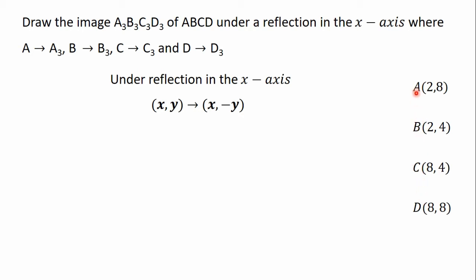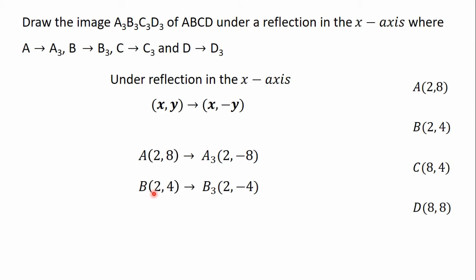So we are going to reflect A in the x-axis to get A3. We reflect B in the x-axis to get B3. We reflect C in the x-axis to get C3. And then we reflect D in the x-axis to get D3. Let's do that. So when we reflect A with coordinates (2, 8) in the x-axis, the rule says that the image is (x, -y). So we are going to have (2, -8). So A will give us A3 with coordinates (2, -8).